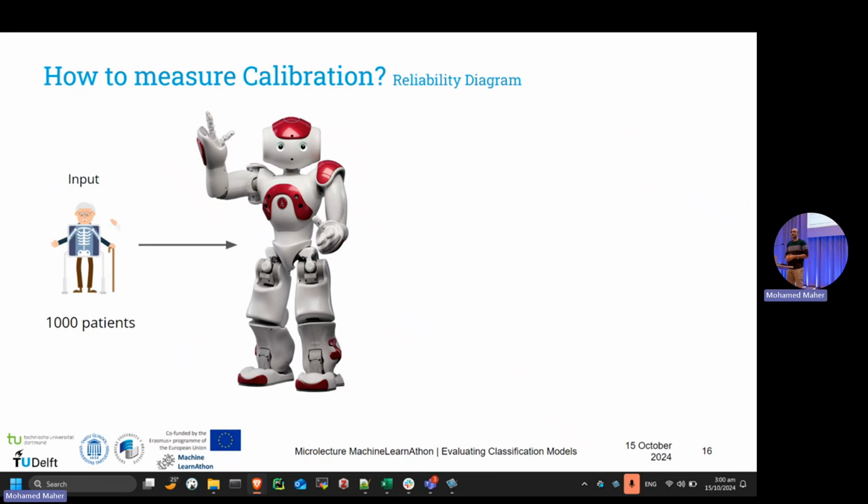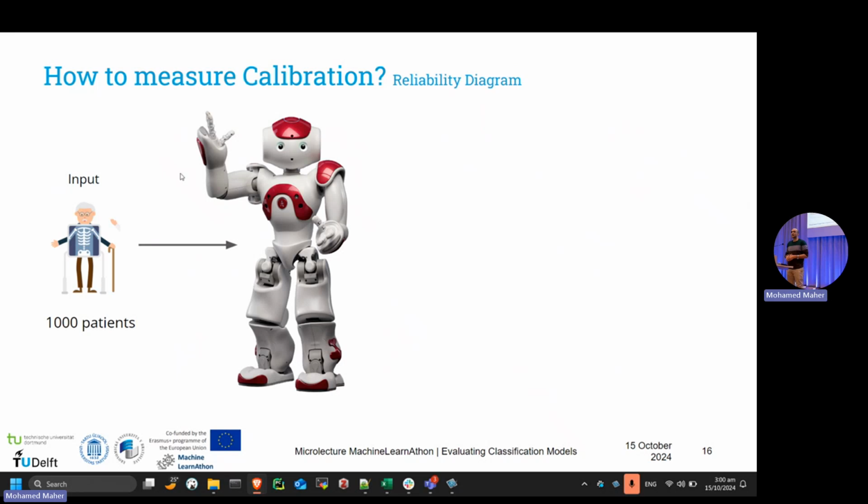In order to measure the reliability of classification neural networks, we need something called a reliability diagram, which measures if the model is calibrated or not. Calibrated means that the model's predicted probability matches its confidence level.